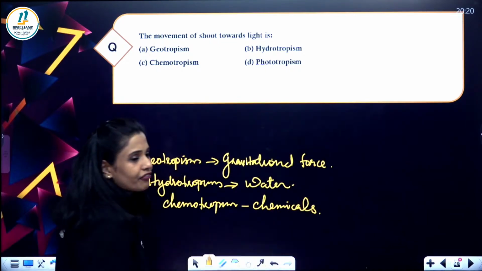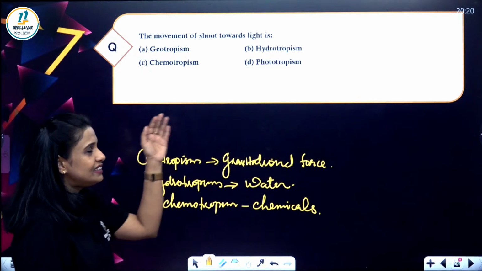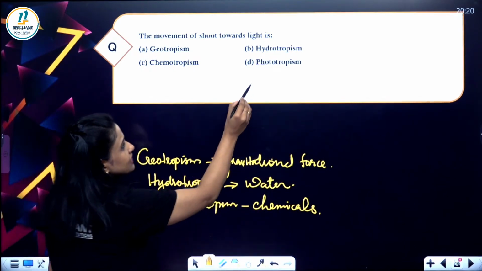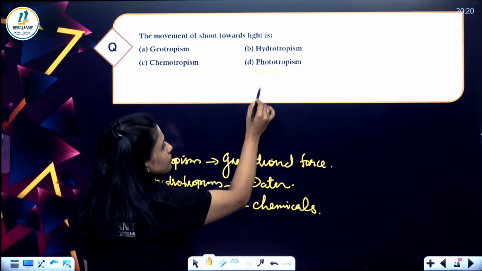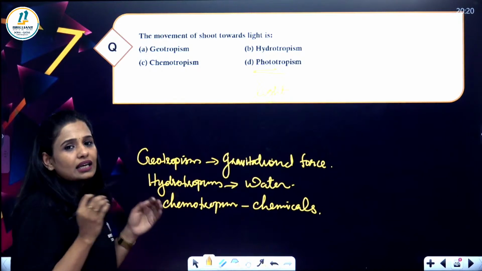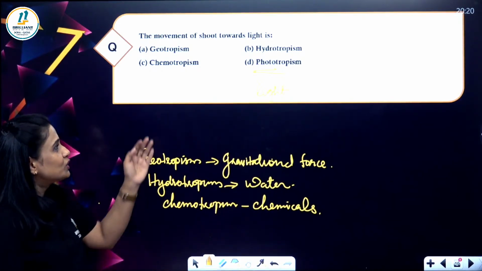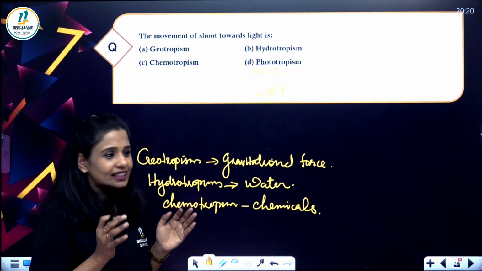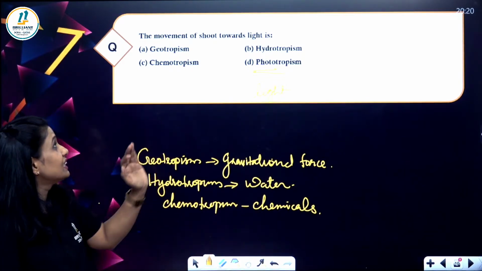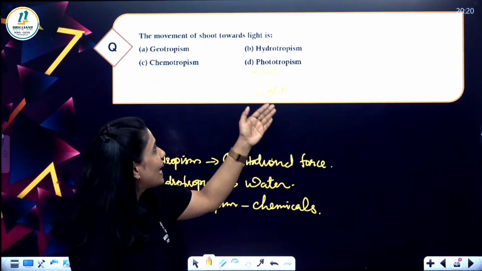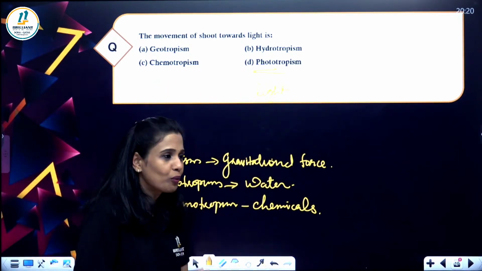So, what is left now? Option D, phototropism. The name itself, answer is there. Photo is related with light. So, phototropism is the correct option. Option D is the correct option. The movement of shoot towards light is phototropism.